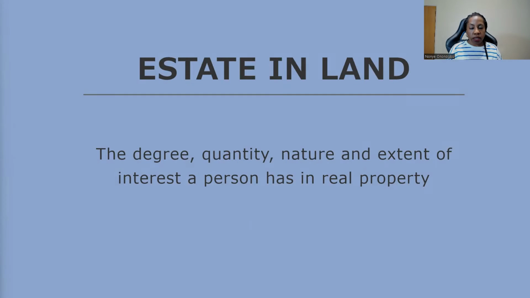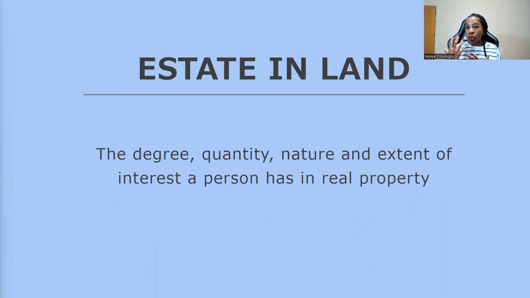Estate in land. Estate in land describes the degree, quality, nature, and extent of a person's interest in real property. So think about if someone owns it or if they're renting it out or if they have a license to use it. So that's essentially all under the bracket of estate in land. What type of ownership or what kind of interest do you have in that real estate?